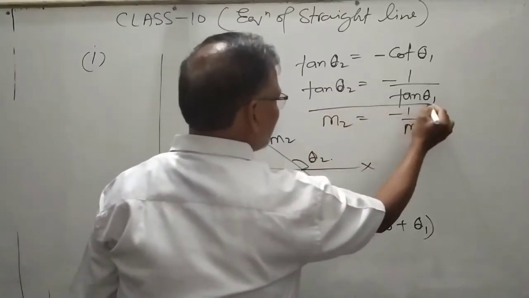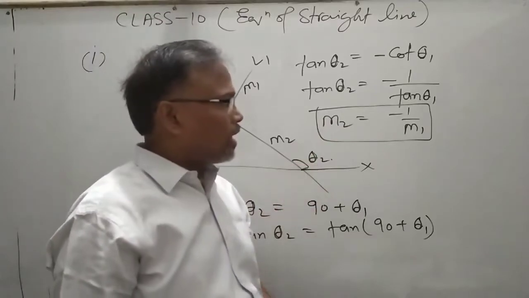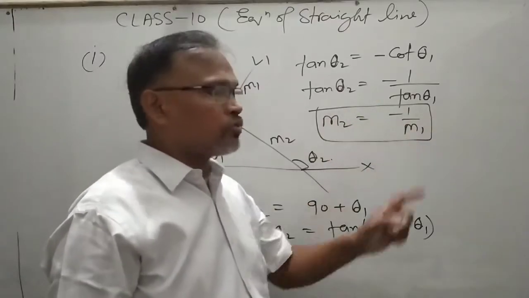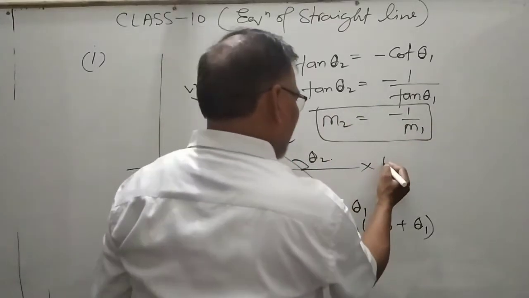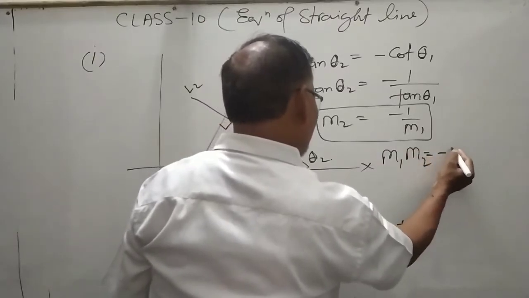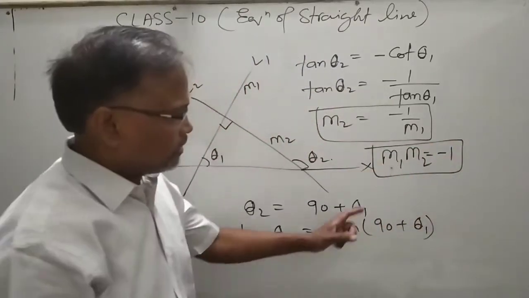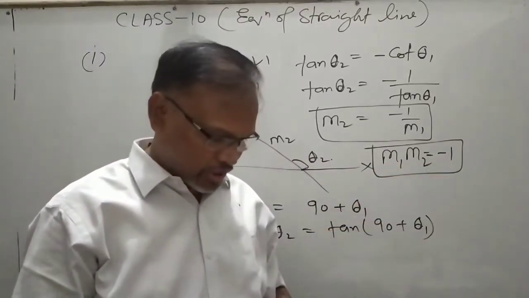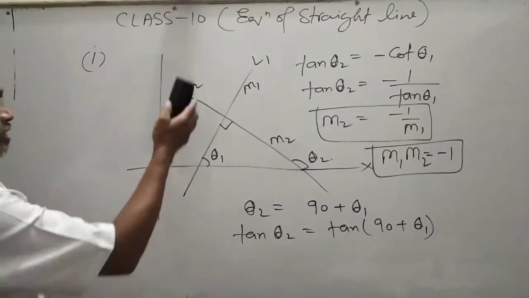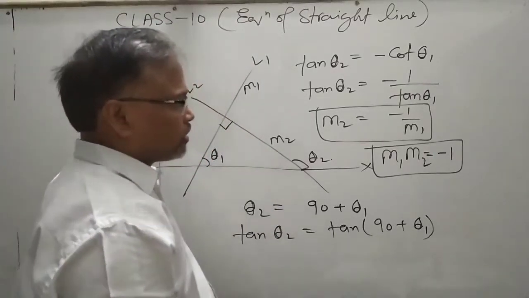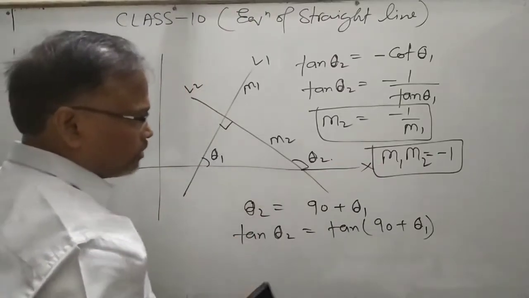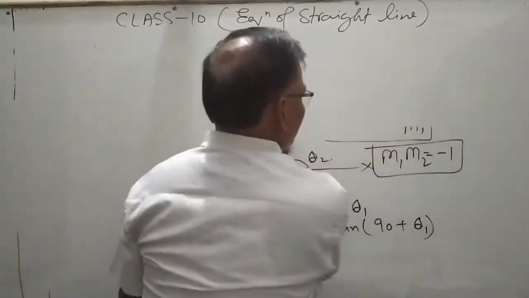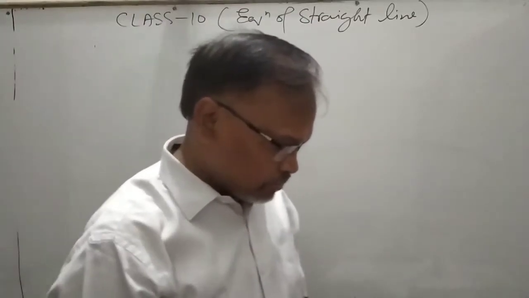So what is the relation? The two slopes are negative inverses: one slope is equal to the negative inverse of the other. Or you can say the product of the two slopes is equal to minus 1. If the two lines are perpendicular, then the product of the two slopes is equal to minus 1. So these are the two conditions: m1 is equal to m2, and m1 m2 is equal to minus 1.